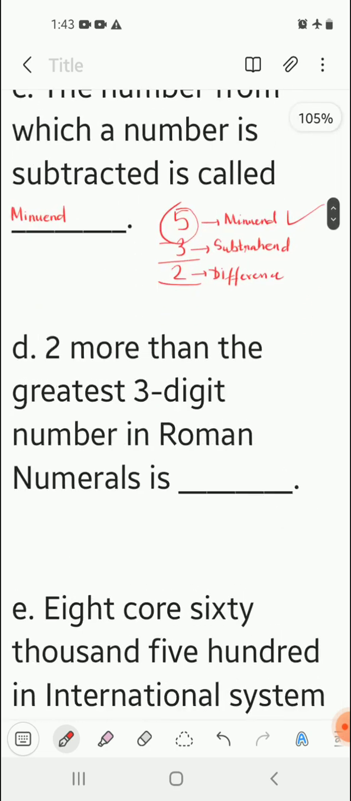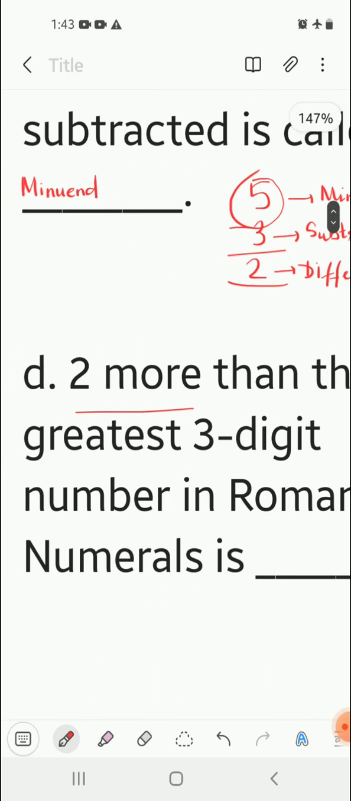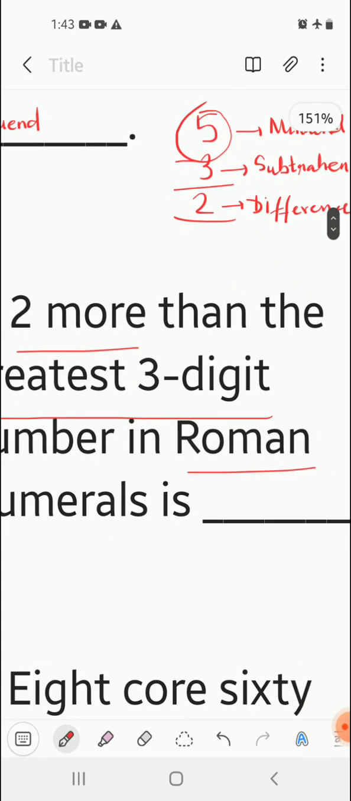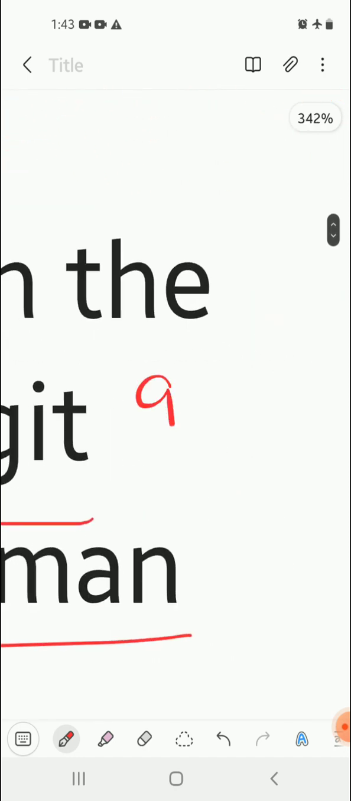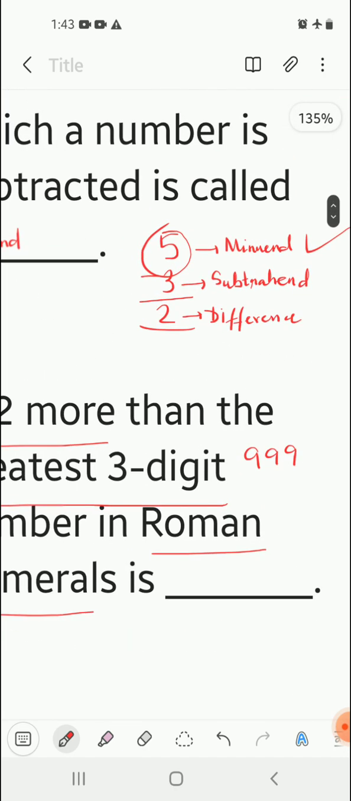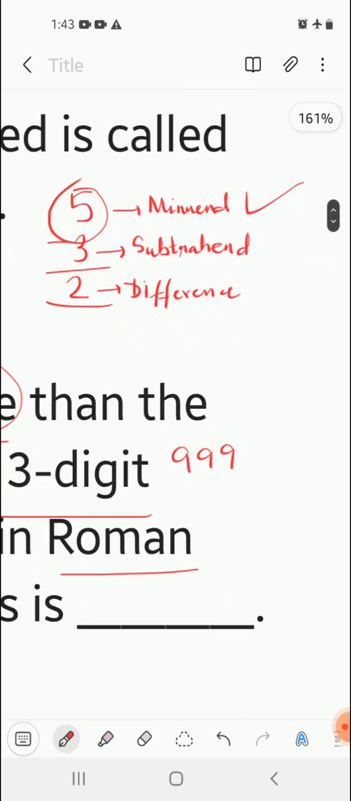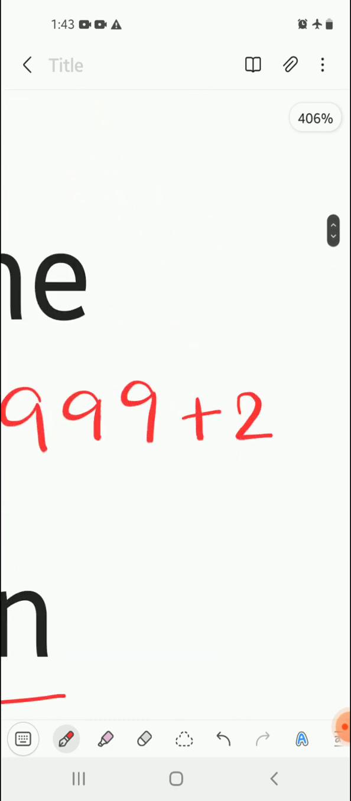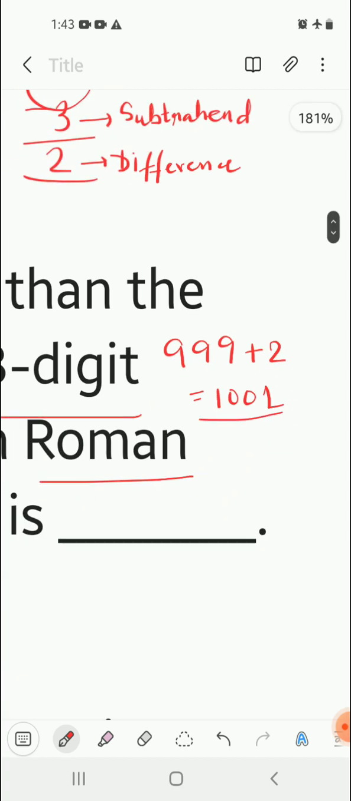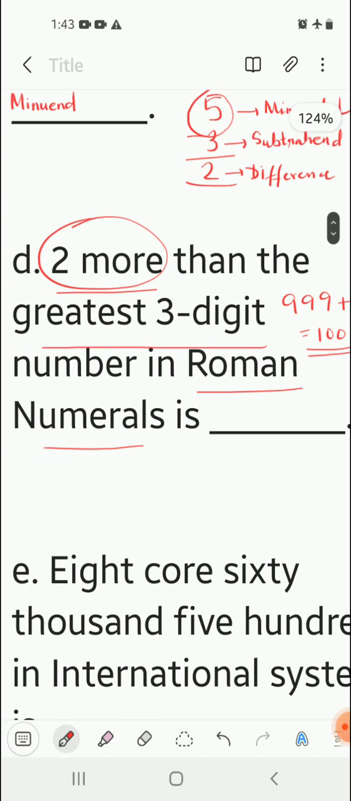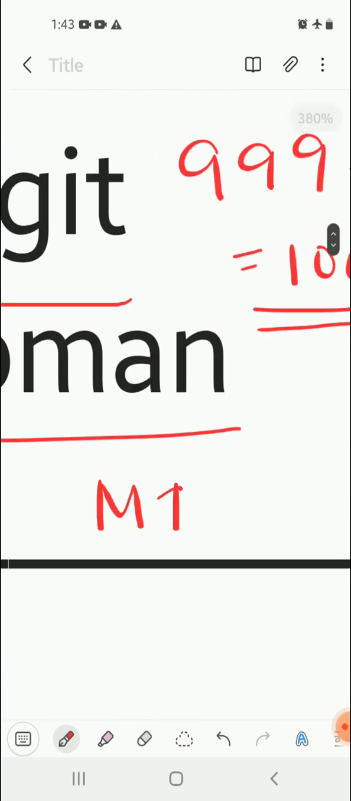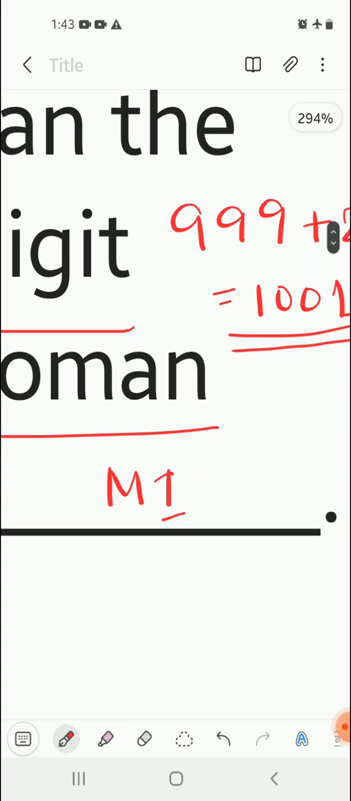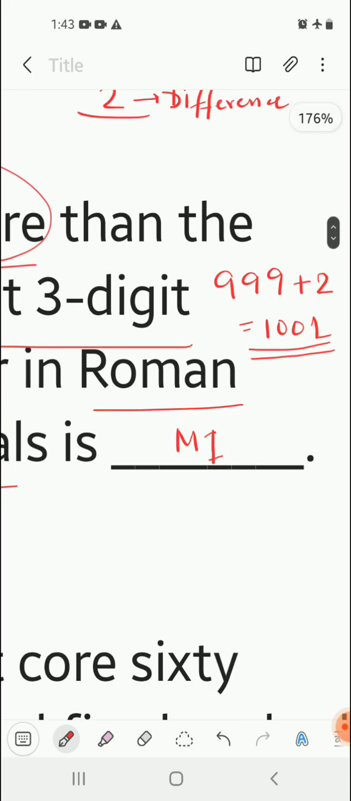Next, the number 2 more than the greatest 3-digit number, in Roman numerals. First, what is the greatest 3-digit number? It is 999. Then 2 more than that, add 2 to it. So we get 1001. Now we have to write this 1001 in Roman numerals. So 1000 is written as M and 1 as I, so MI. So this is how we are going to write it.